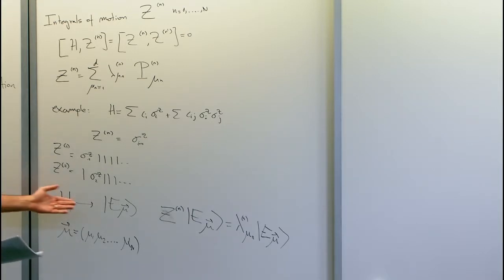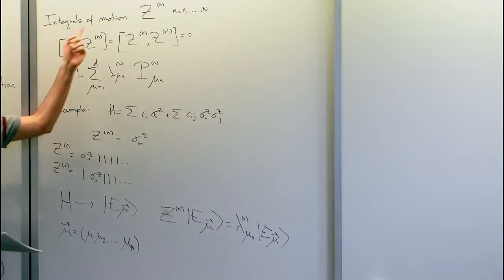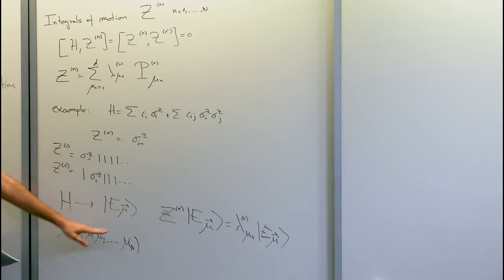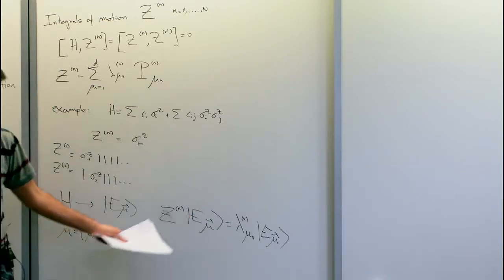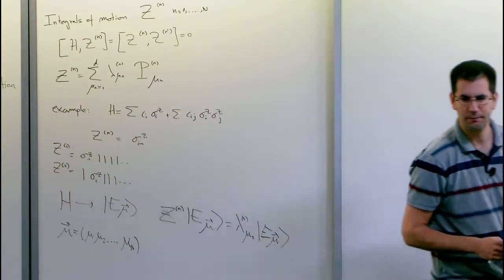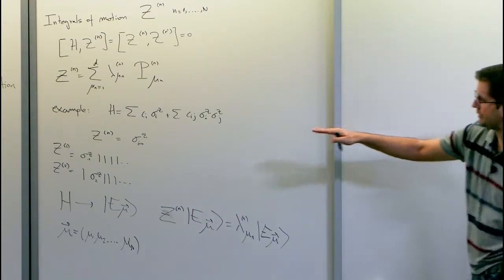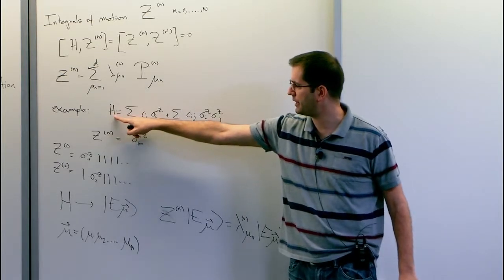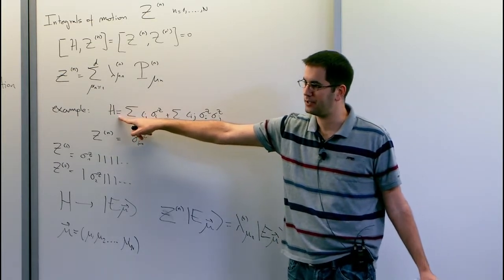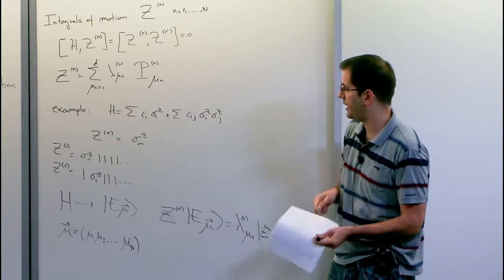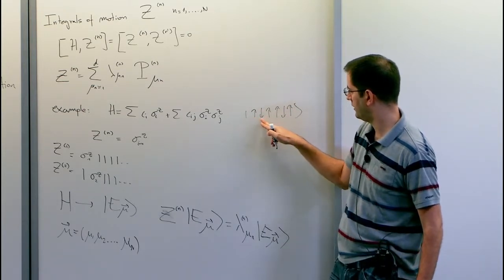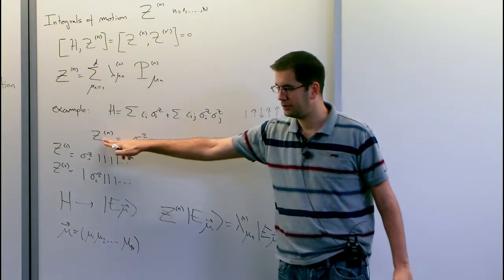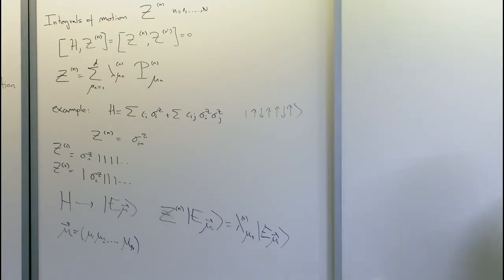All I'm saying is the trivial statement that it follows from the completeness of this set of integrals of motion that you can completely characterize the eigenstates of the Hamiltonian by specifying how they relate to the integrals of motion. So in this example, every eigenstate of H is just a product state in the Z basis, a string of ups and downs. And this up or down is giving you the eigenvalue for these integrals of motion. This should be clear at this point.